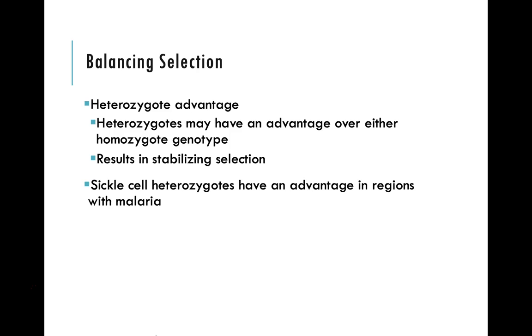So individuals who are homozygous recessive are selected against because they have sickle cell. Individuals who are homozygous dominant are selected against because they can contract malaria. But the heterozygote advantage here is that malaria isn't so bad. The effects of some of the sickle cell hemoglobin is not so bad. And so the heterozygotes actually survive much better than either of the homozygous individuals in this situation.